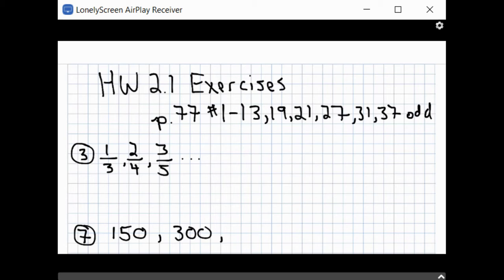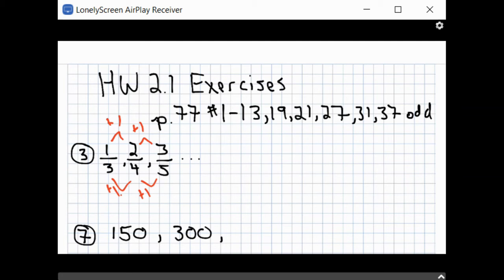Question number 3 is just practicing using inductive reasoning. We've got what look like fractions here: 1/3, 2/4, 3/5. What would come next? It says we need to find just the next term. It looks like the top is increasing by 1. I see a difference of 1 here, a difference of 1 here, plus 1, plus 1. Down here, same thing, plus 1, and here, plus 1.